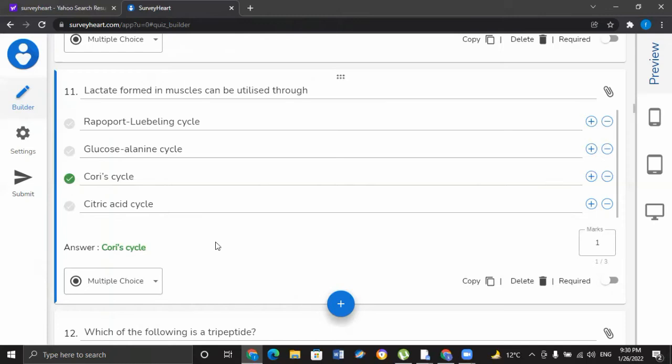So this is known as the Cori cycle. And the citric acid cycle is a cycle in the human body. It is responsible for the conversion of acetyl CoA to oxaloacetate, and it is a cyclic process. So the correct option for MCQ number 11 is C, Cori cycle.